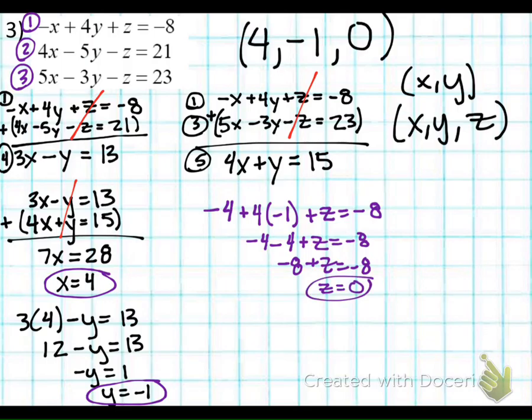So my solution is 4, negative 1, 0. And again, just like how I can write x comma y as my solution for a two-variable system, I can write these three all together like x comma y comma z if you want. So that's what's up at the top, the 4, negative 1, 0. If you want to give that as your solution, you can, or you can write them each separately how they are here. Okay, it's up to you.